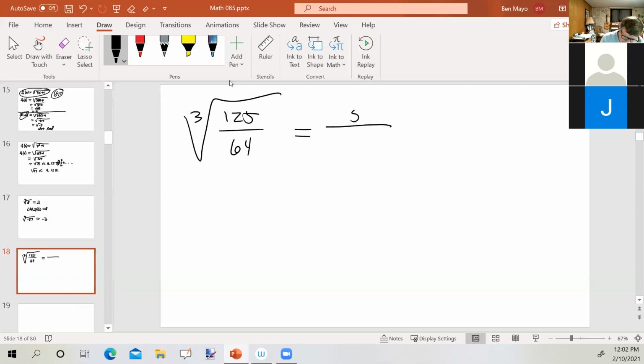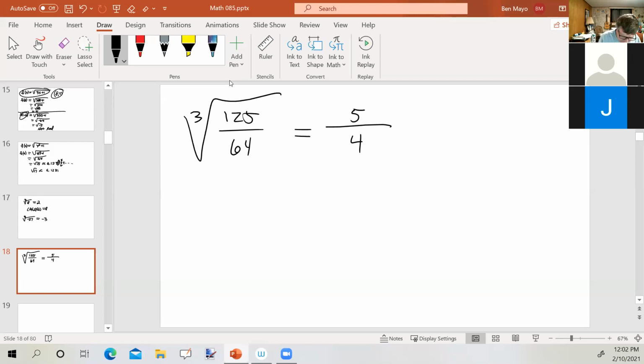Isn't it 5? Good. How about the cube root of 64? Careful. It's not 8. That would be the square root. 4. Good job. Okay, cube root of 125 over 64 is 5/4.